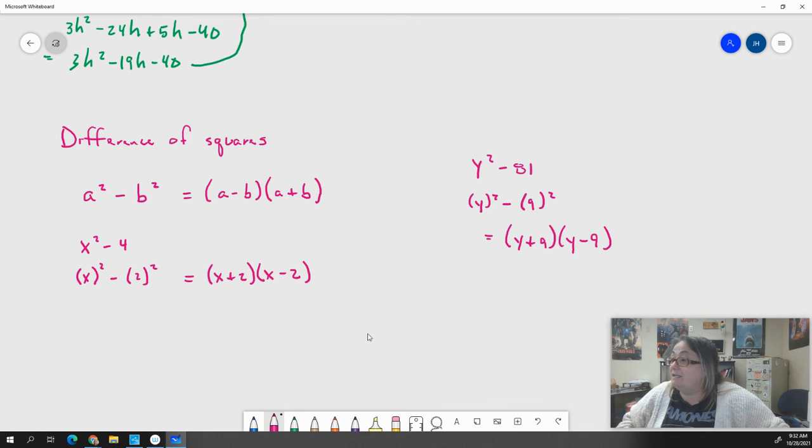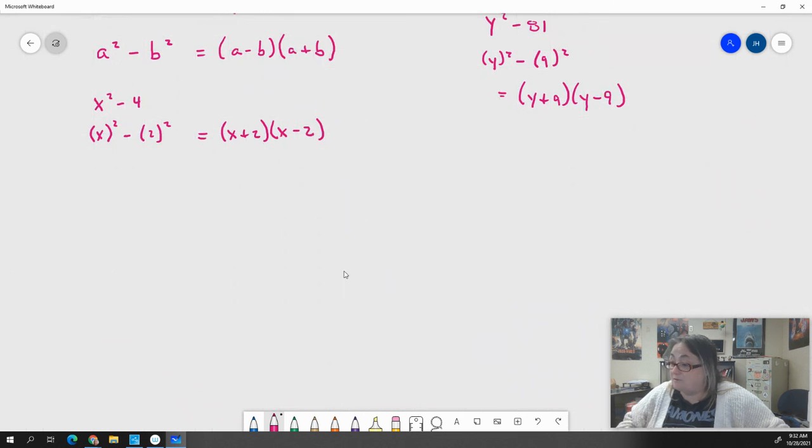Sometimes they can get a little crazy, but they're still not. As long as they're a perfect square on both ends, we could still do it. Say I have multiple pieces, right? What if I have 9x squared? I like this one because it's got weirdness in it. Minus 25y to the 4th.